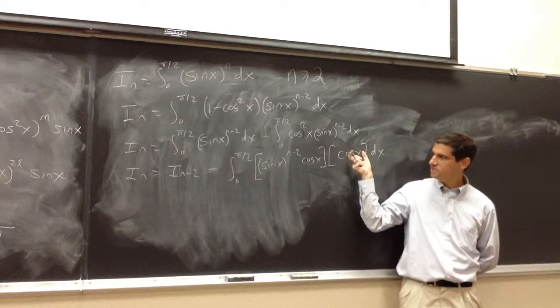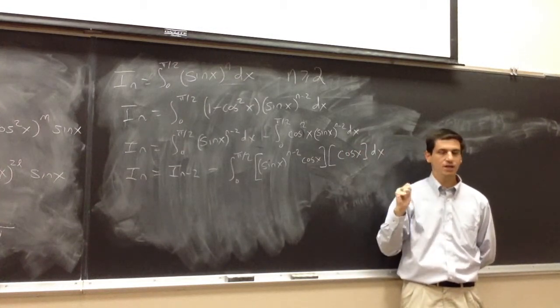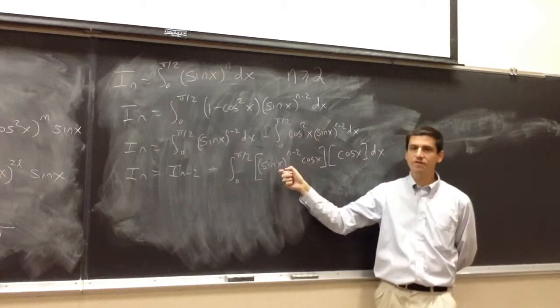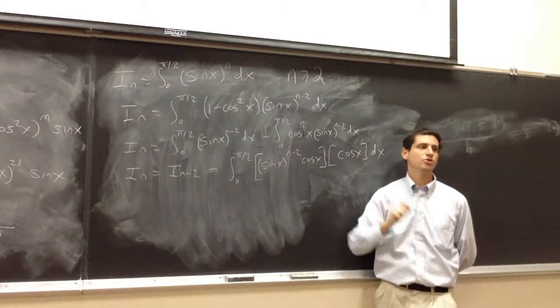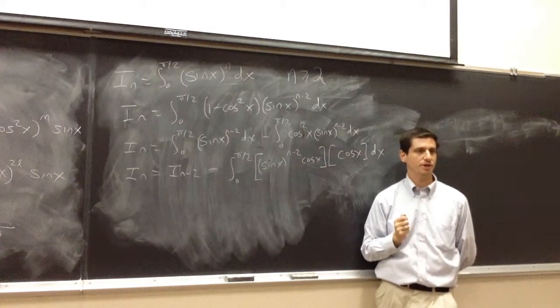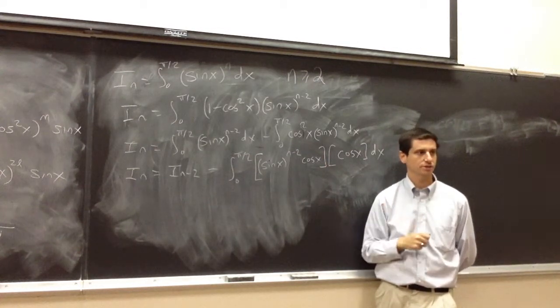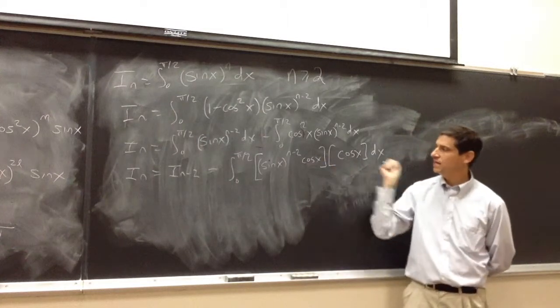So if this factor hadn't been here, we would be fine. Why? This is the derivative of that. We could integrate this very easily, and we would go from sine of x to the n minus 2 to sine of x to the n minus 1 over n minus 1, maybe with a plus or minus sign, I don't care. How should we handle this?